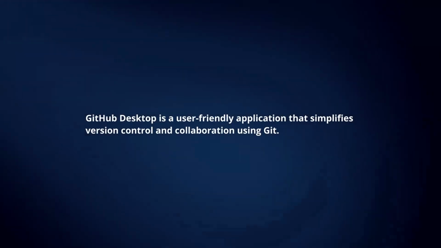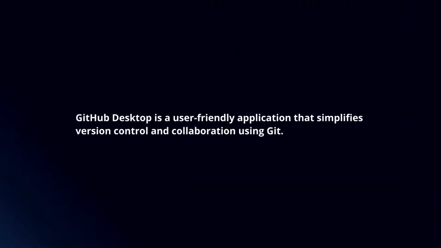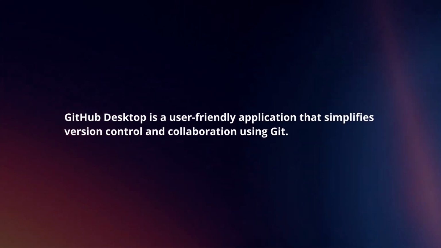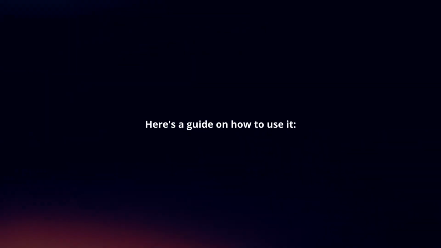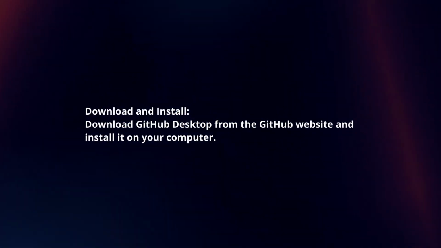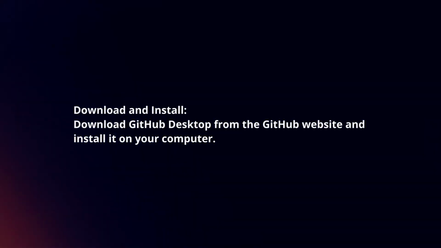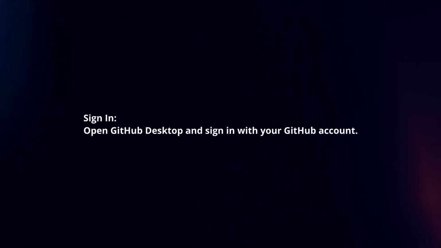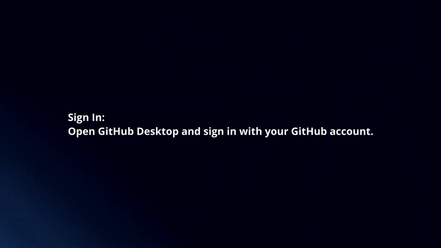GitHub Desktop is a user-friendly application that simplifies version control and collaboration using Git. Here's a guide on how to use it. Download and install. Download GitHub Desktop from the GitHub website and install it on your computer. Sign in. Open GitHub Desktop and sign in with your GitHub account.